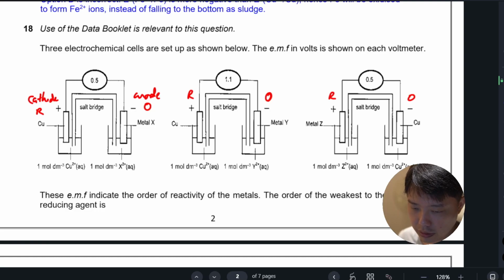Alright guys, let's look at this question. A lot of times when I see this kind of question, as a student, it used to throw me off because I think, wow, so complicated, so many things to look at. Actually, it is fairly straightforward.